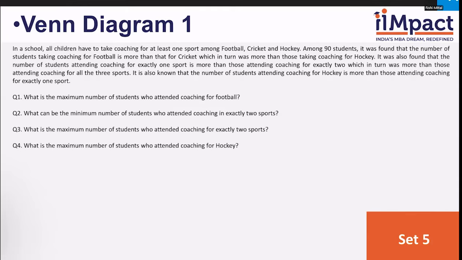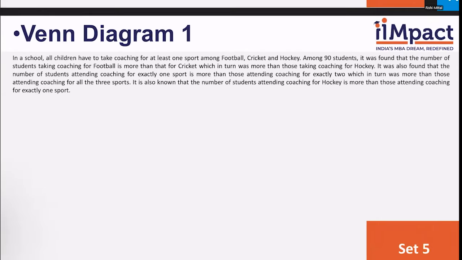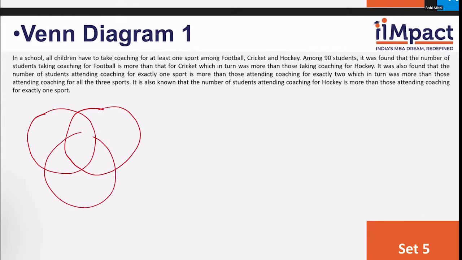Okay, so I have a few clues and then I have 4 questions about minima maxima. Let's go about making certain conditions that we can, and then we'll take one question at a time. In a school, all children have to take coaching for at least one sport. We've established that. It was found that the number of students taking coaching for football is more than that for cricket. So let's just make our diagram. Football, cricket, hockey, A, B, C, D, E, F, G. We know H is equal to 0.